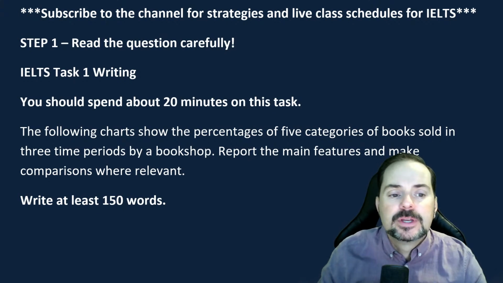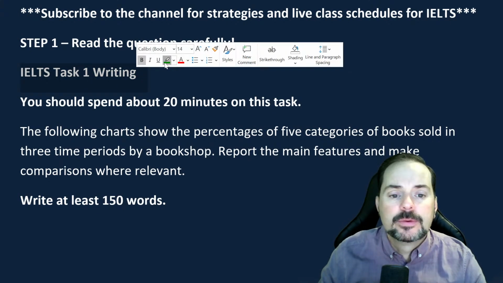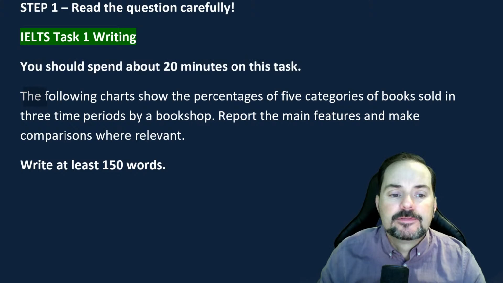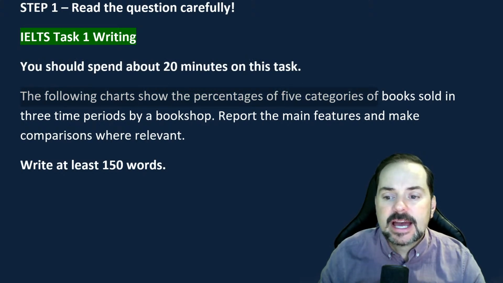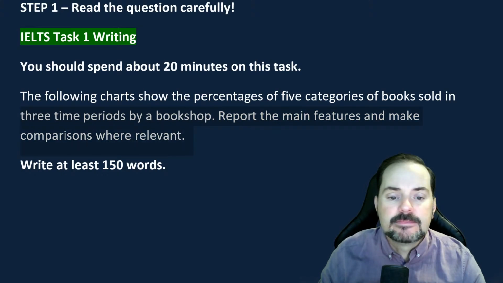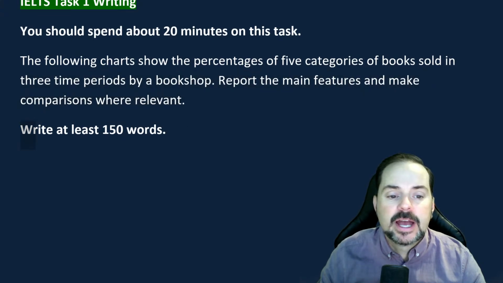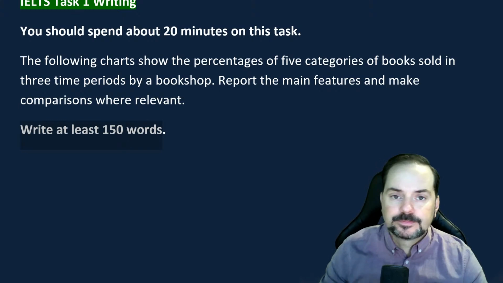Read with me. So IELTS Task 1, writing, you should spend about 20 minutes on this task. The following charts show the percentages of 5 categories of books sold in 3 time periods by a bookshop. Report the main features and make comparisons where relevant. Write at least 150 words.